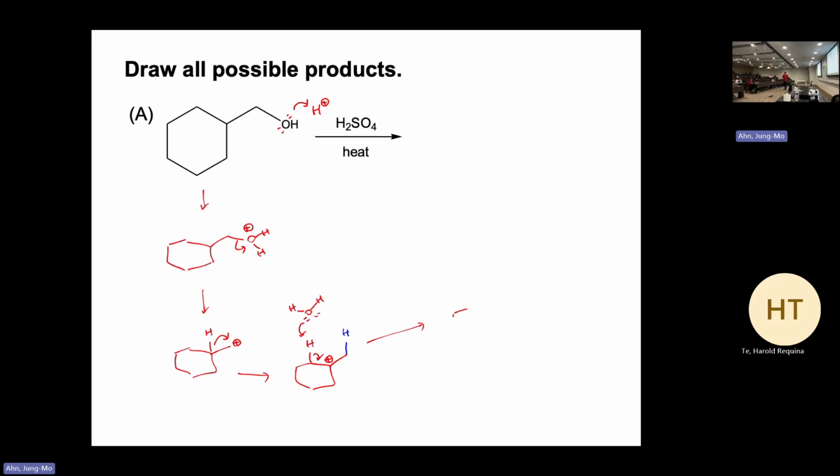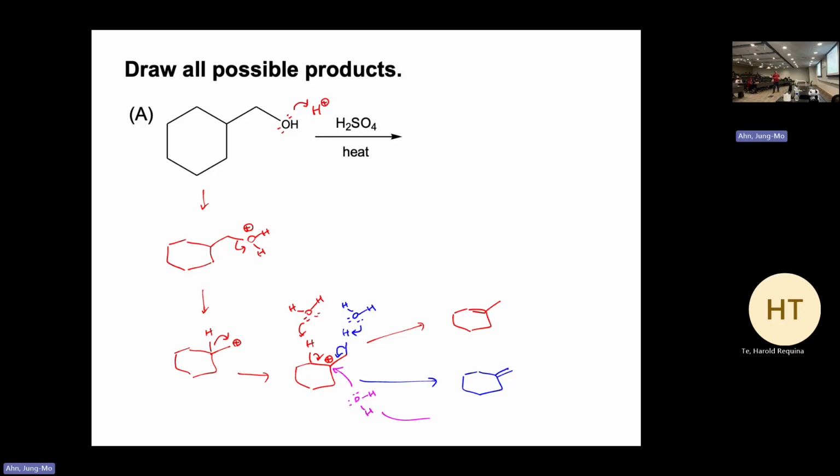The base, which is a water molecule, comes and picks up the proton. Depending on which one it abstracts, it will make a different double bond. If we pick up the hydrogen from the more substituted side, then you get the more substituted double bond. If you pick up the hydrogen on the less substituted side, you make a double bond with the less substituted. So you can imagine that would be the major product, and this would be the minor product.